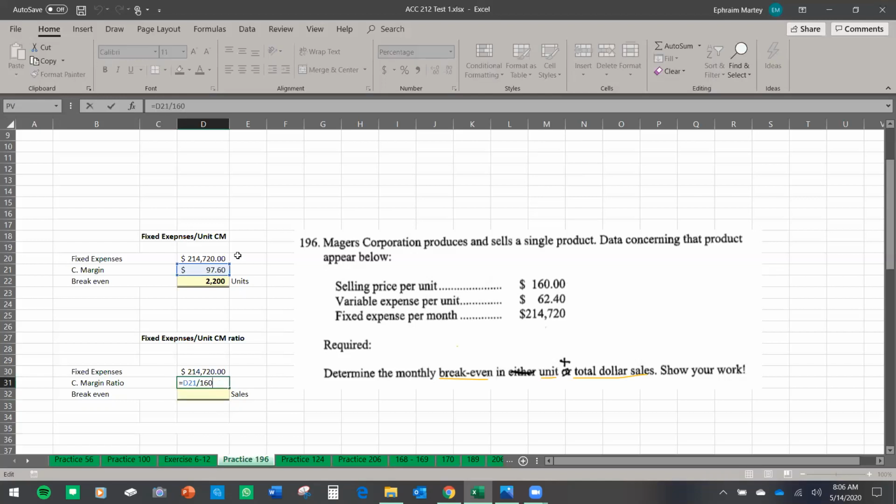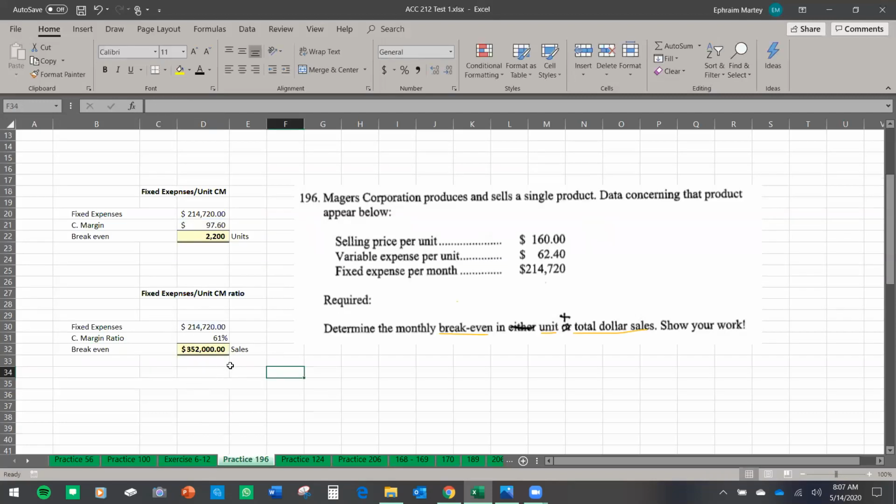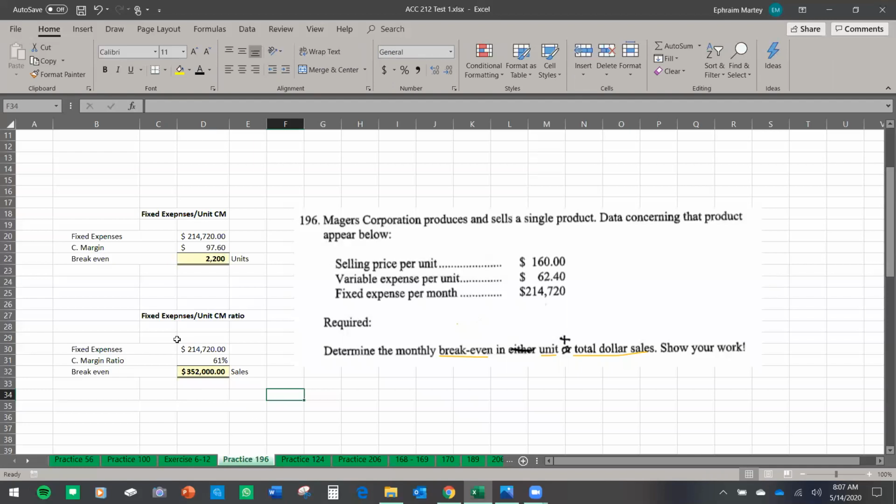You see that? We take unit CM divided by the selling price per unit. We divide those two, and then this one divided by that gives us 352,000 in sales. So that is the break-even point for this exercise. That was very simple and straightforward. Now, let's move on to the next one.